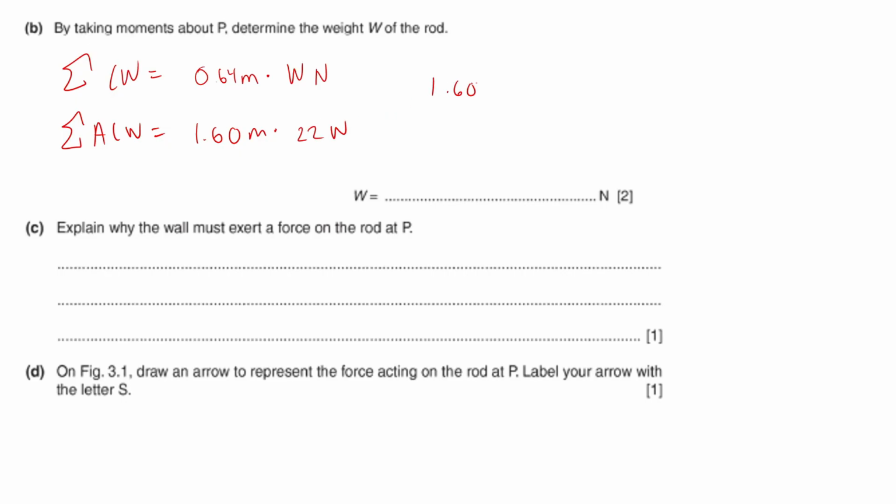So then we get the equation that 1.6 times 22 is equal to 0.64 meters times weight newtons. And you just have to calculate this out, which is going to be 55 newtons.